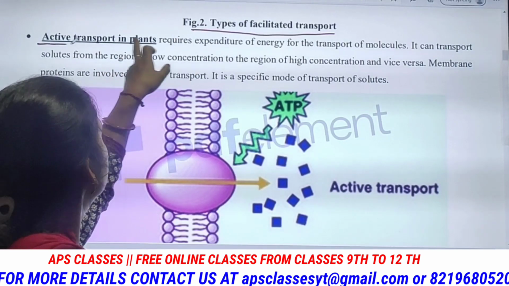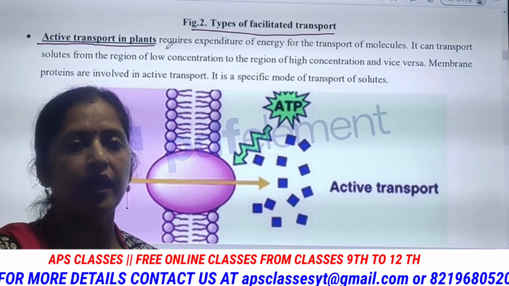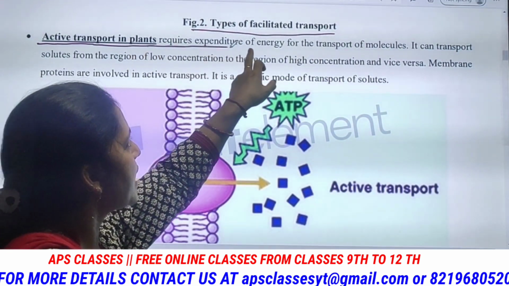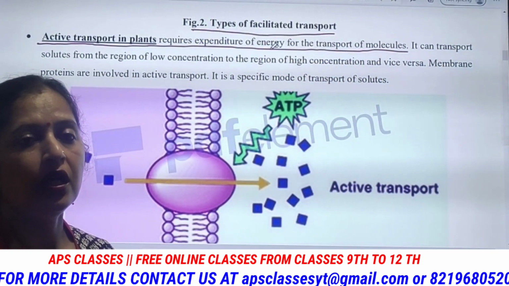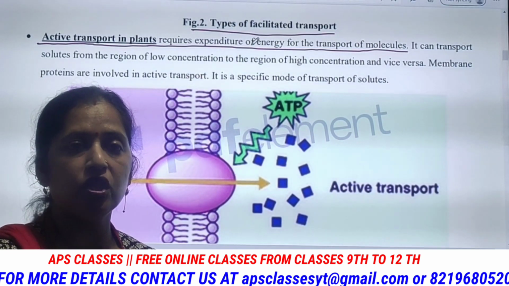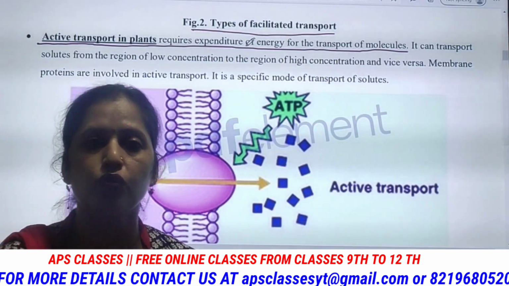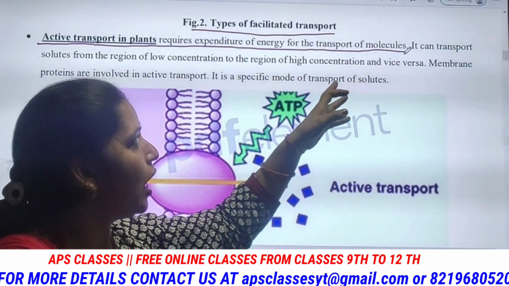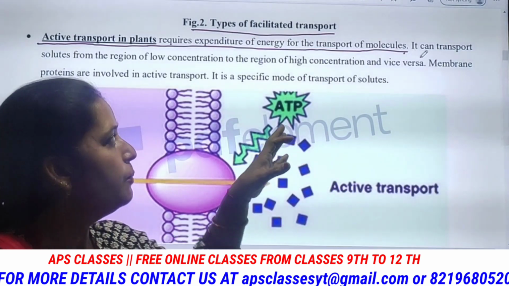Next is the active transport in plants. How does the process of active transport take place in plants? Active transport in plants requires expenditure of energy for the transport of molecules. Active transport requires what? That requires the expenditure of energy for the transport of molecules. Now why does it need expenditure of energy? For the transportation of the molecules. Without expenditure of energy, there is no transportation of the molecules.